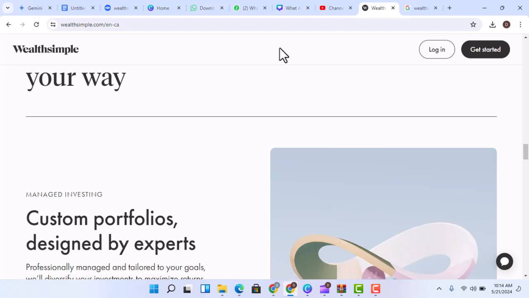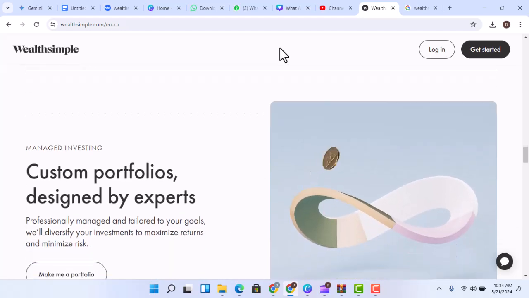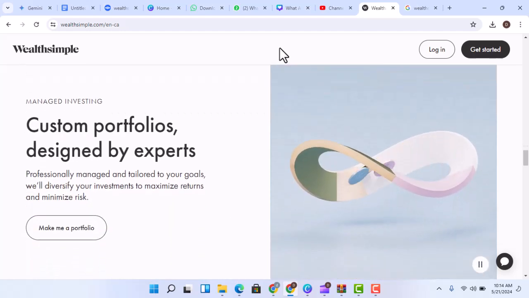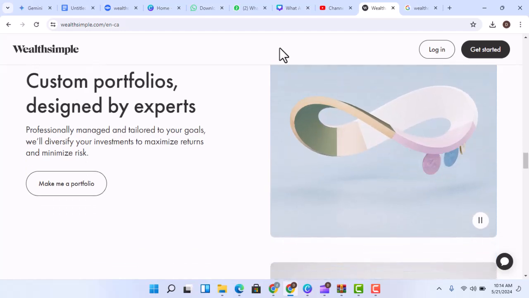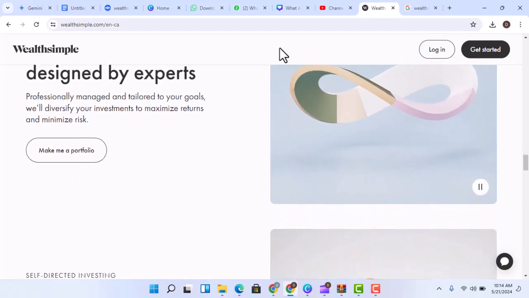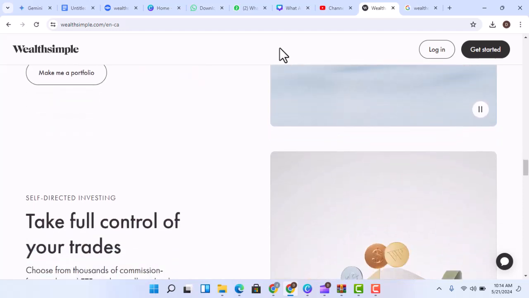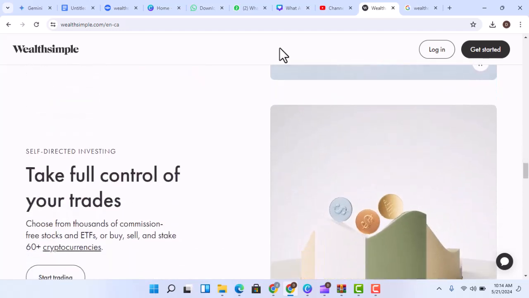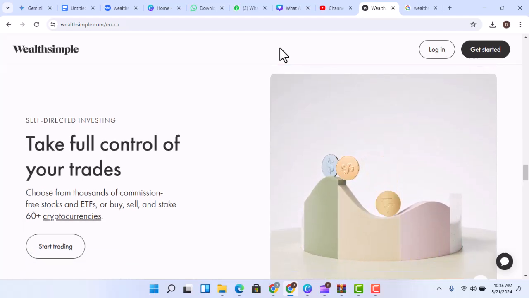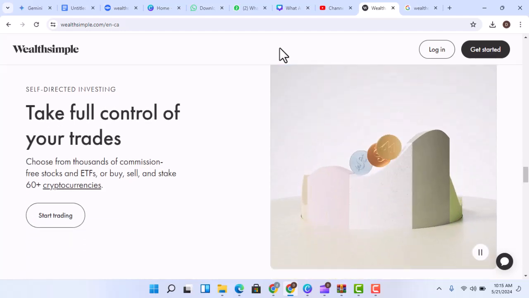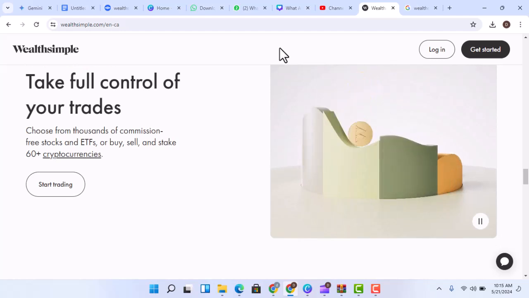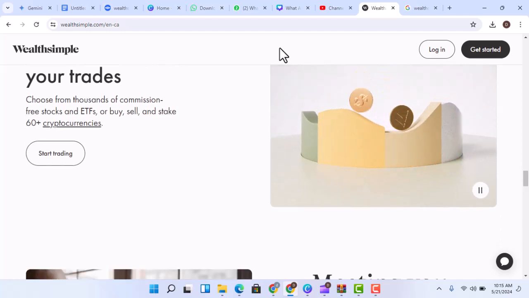Is Wealthsimple right for you? The decision of whether Wealthsimple is the right choice for you depends on your individual needs and investment goals. If you're a beginner investor looking for a simple and affordable platform, Wealthsimple might be a great option. However, if you're an experienced trader who requires advanced features and research tools, a traditional broker might be more suitable.